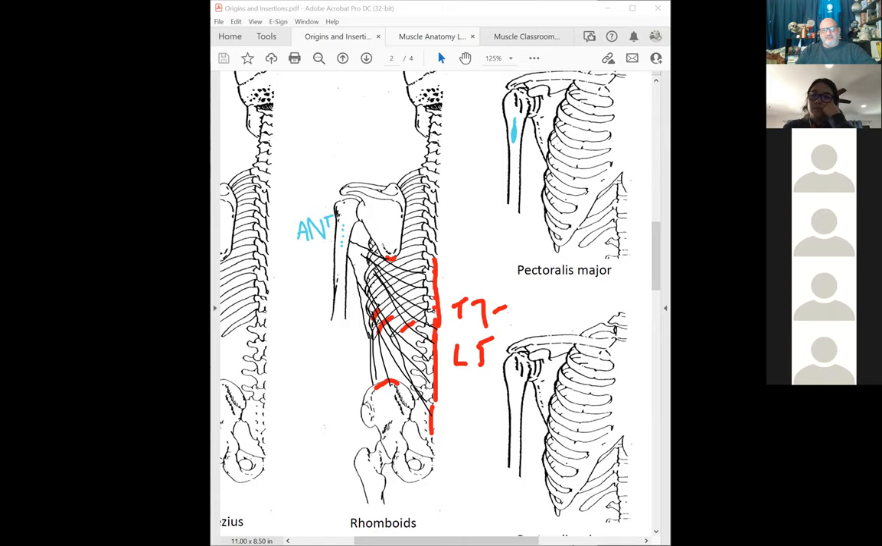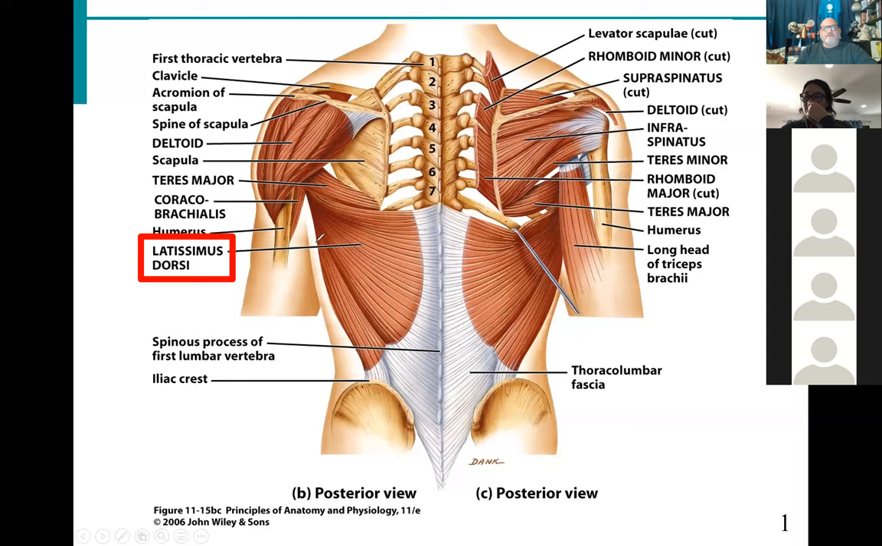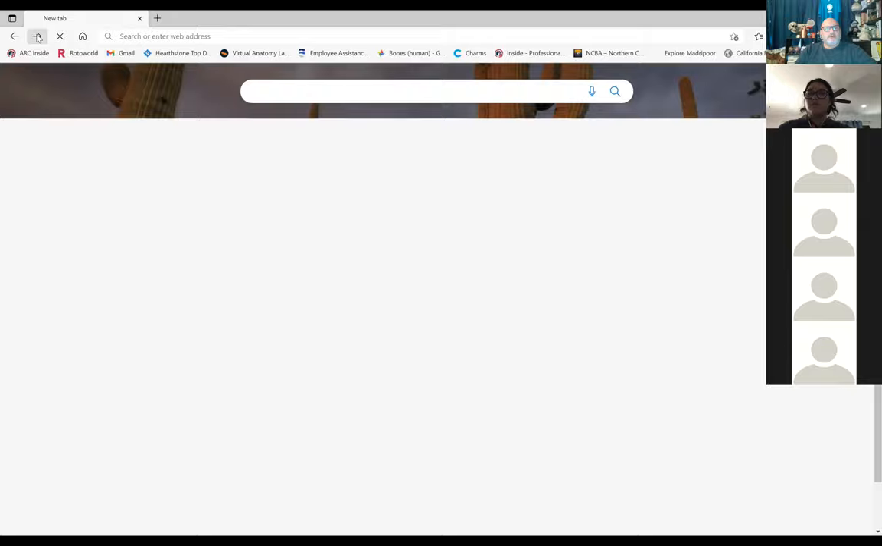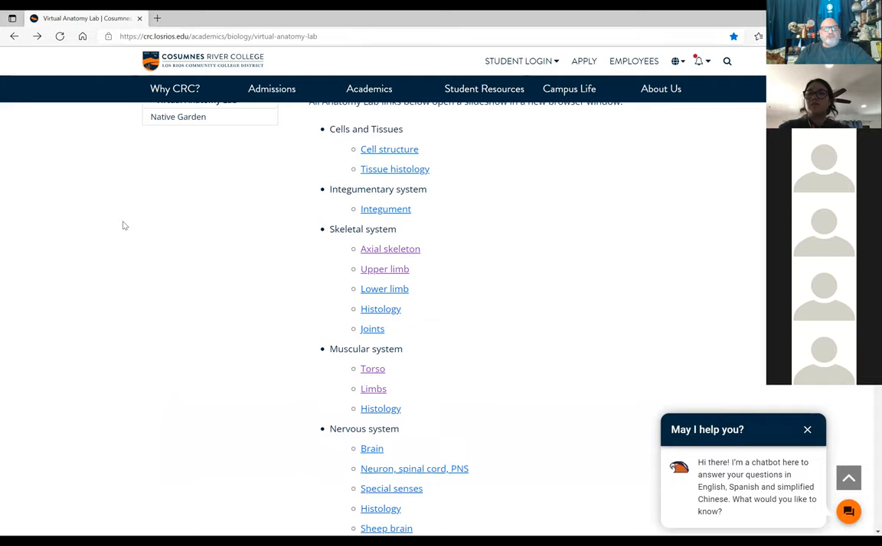So notice here when we look at the illustration from the textbook, we can see some of the fascicles coming off of the ilium, many of them coming from the spinous processes. Notice it's stabilized by the thoracolumbar fascia, some coming across, and even some coming from the inferior angles. But notice it's all going towards the front of the arm. And where we actually see this best is going to be back here in our virtual anatomy lab at Cosumnes River College for the muscular system.